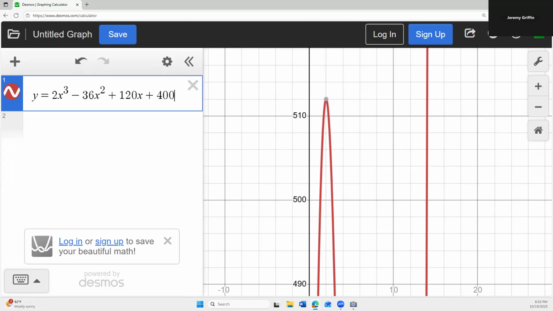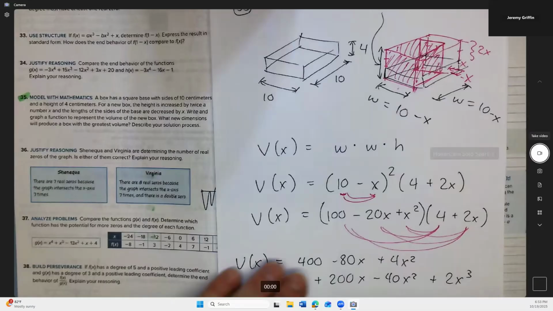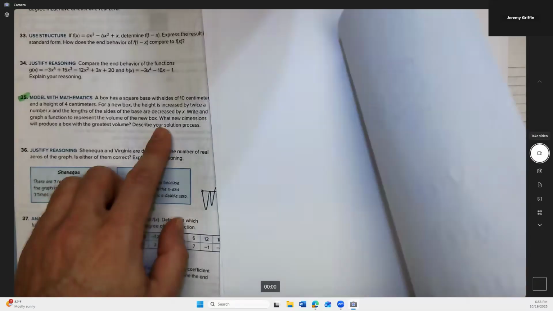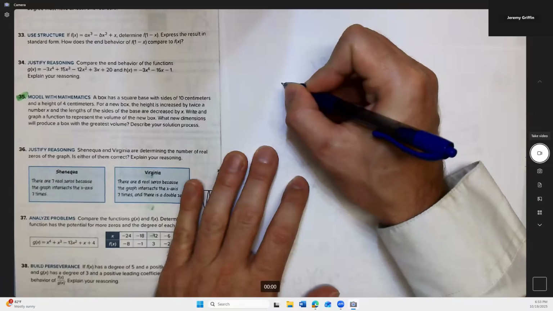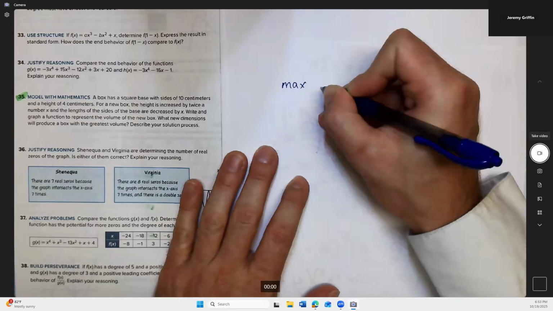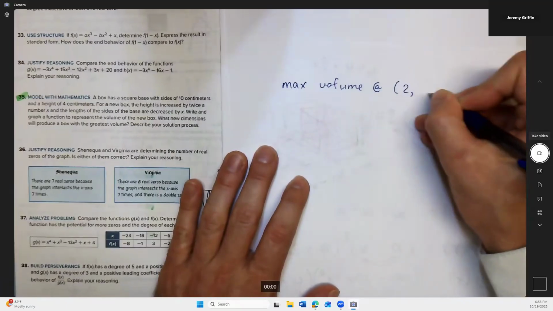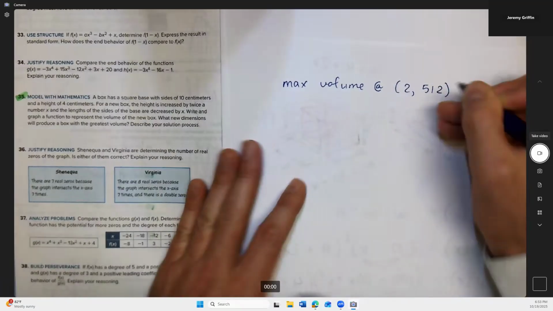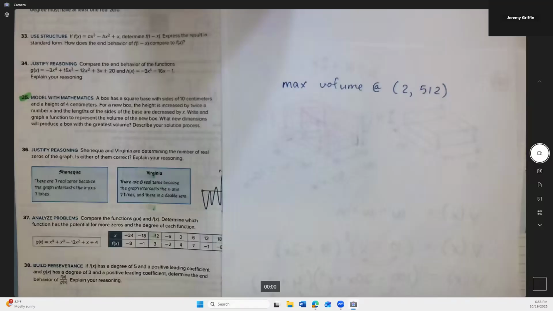Right? So to spell it out, but new dimensions. Okay. So I'll say max volume at 2. Wait, double check. It was 512, wasn't it? 2, yeah, 2, 512. Okay.